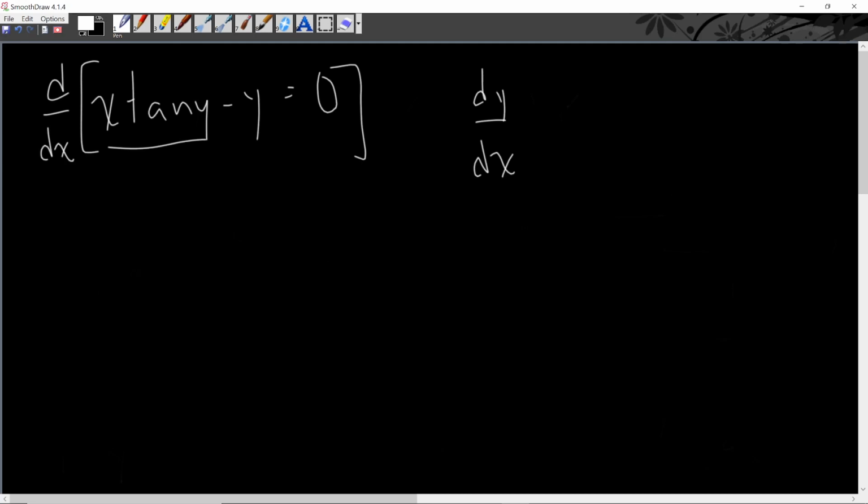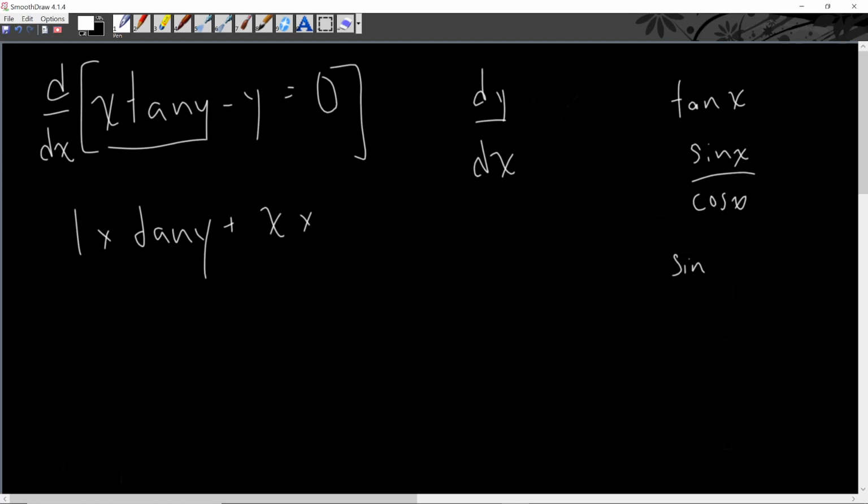These are two separate functions, so d/dx of x, which is going to be 1, times tan y, plus x times d/dx of tan y, which is going to be 1 over cosine squared. We can just do that real quick. Tan x is equal to sine x over cosine x. So this will be a nice quotient rule. Derivative of the top, which is sine x prime cosine x, minus sine x times cosine x prime, all over cosine x squared.